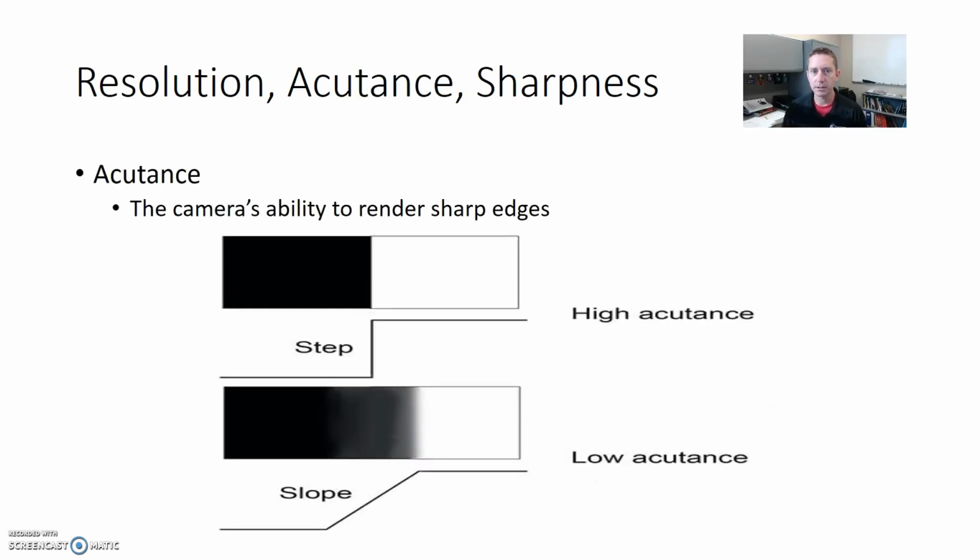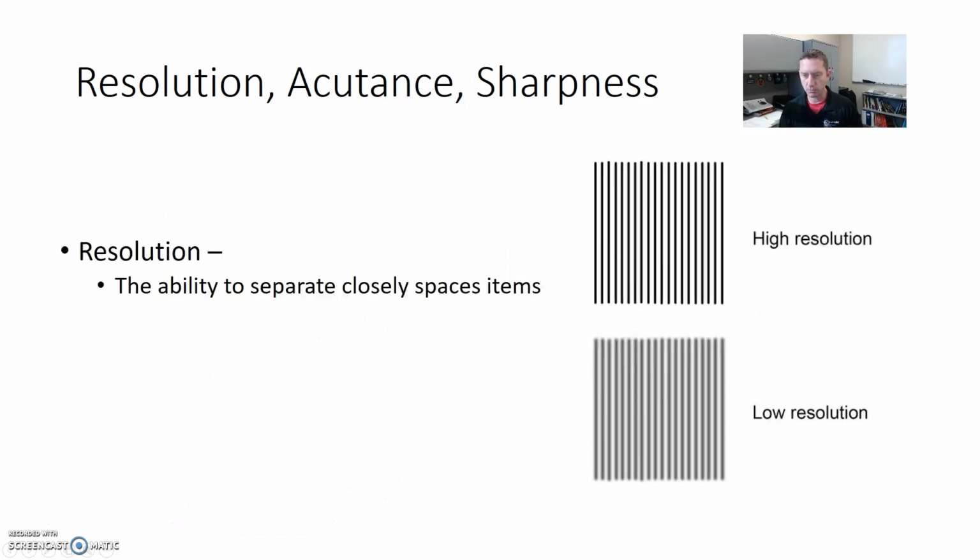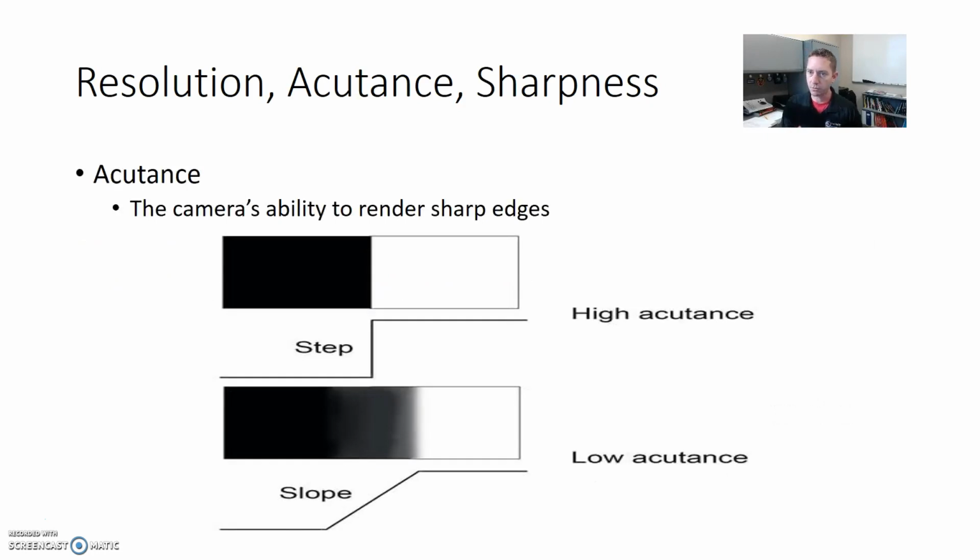Something else that we deal with is acutance, and this is the ability for the camera to actually render sharp edges. We can have high resolution, but sometimes we will have a trade-off with a lower acutance. You can see here again where the top image has a nice distinct line, and in the bottom image we end up with kind of a gradient that goes on before we finally get to the edge of something. So resolution is the ability to separate things out, and acutance is the ability to render a sharp edge, not a straight line.